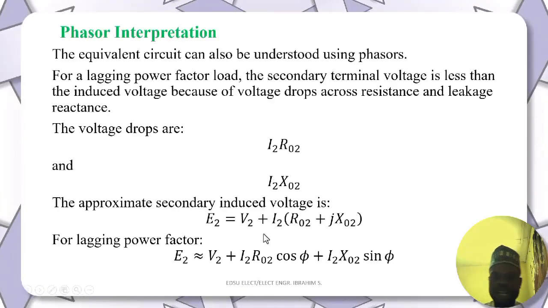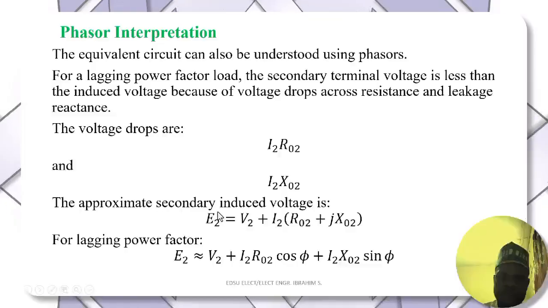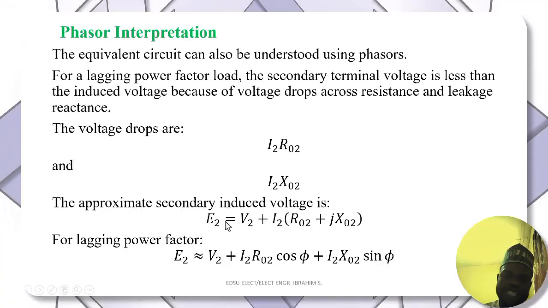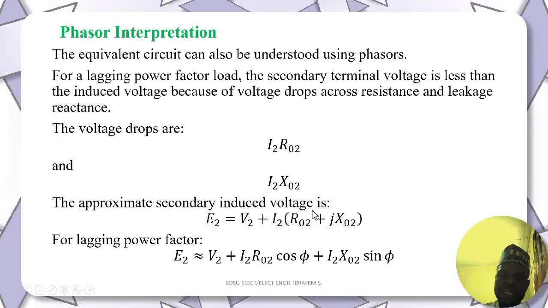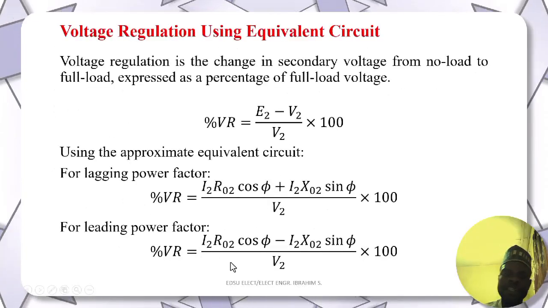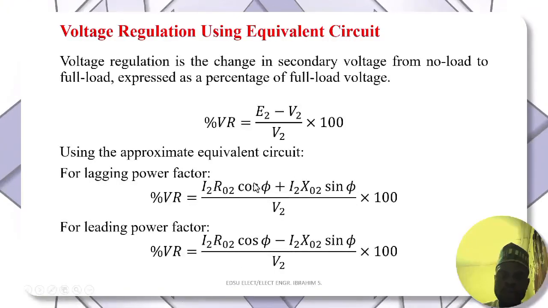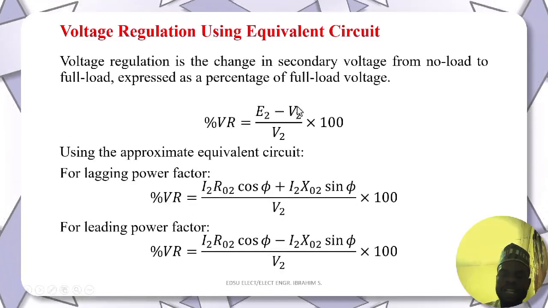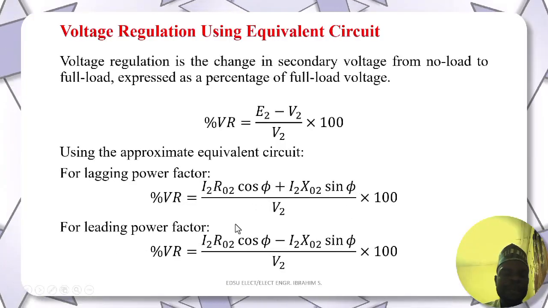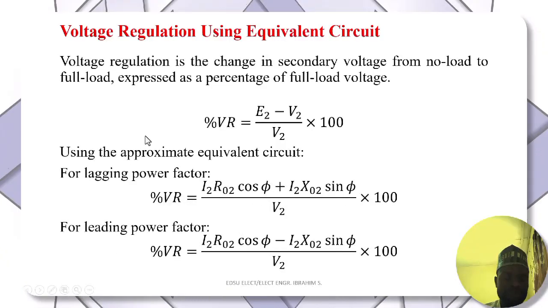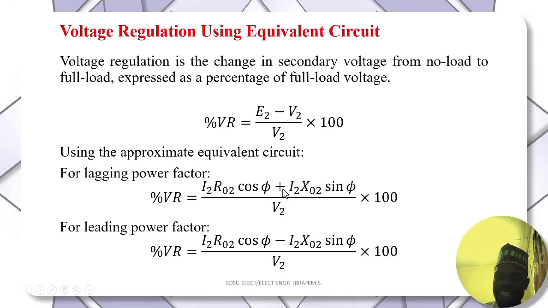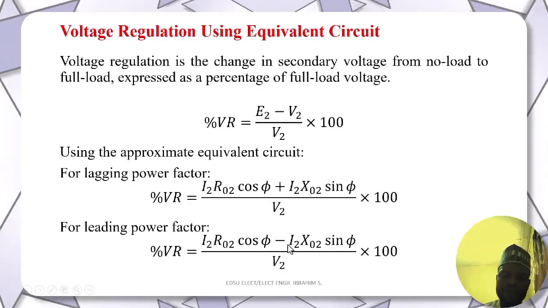So let me take you back. Because here we have our E2 equals this, right? Then if I move this to the other side, this will remain. It means I will have my E2 minus V2 equals this. And that is what we are using on this circuit. So it means this is the same as this. Then for leading power factor, now note it, for lagging power factor, this is a plus sign, but for leading power factor, this is a negative sign.